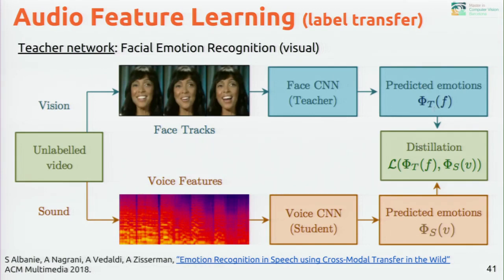In the end, they train a network for sound that will predict emotions, but they do it by transferring the labels from the visual part. In this case, the only annotation was of faces. Somebody at some point annotated many faces for emotions, and by doing this transfer, they managed to have a network that predicts emotion from speech, from voice.